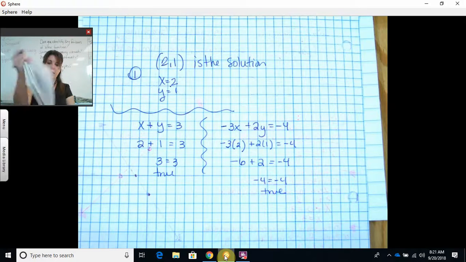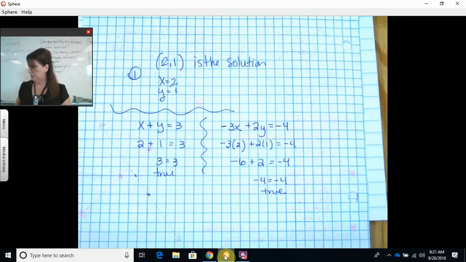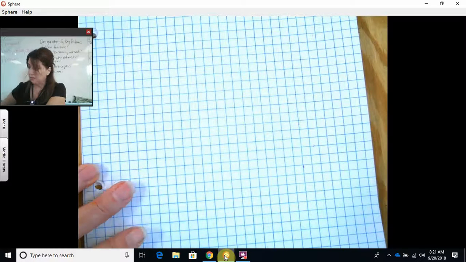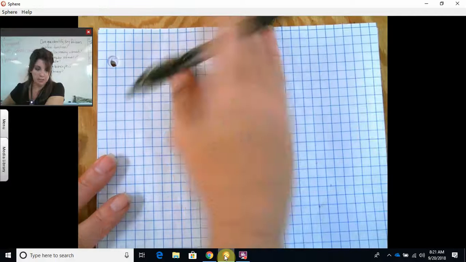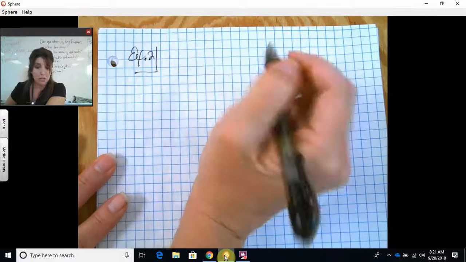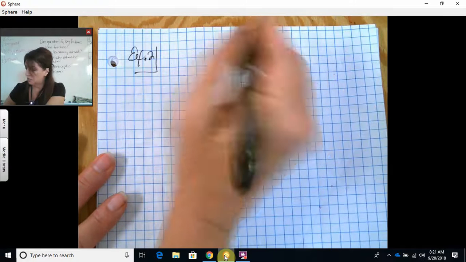Example 2. And I'm not going to do both methods for all of them either, okay? If you like one better than the other, then you do whatever you prefer. But for the notes, you might want to do the same thing that I'm doing. But on your own, you can use whatever method you want. All right, example 2, solve the system by graphing.